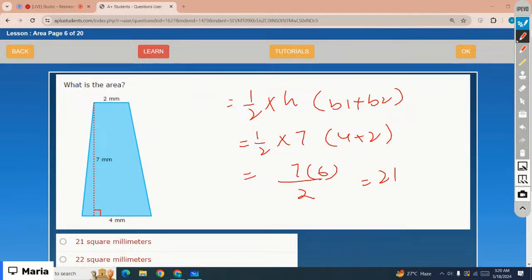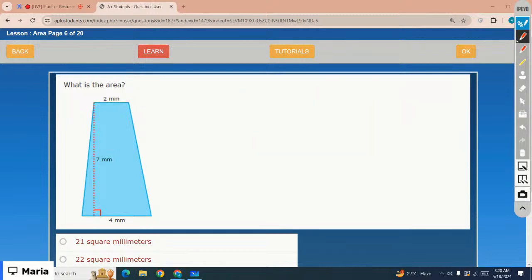That is the trapezoid, right? The formula you have to use to calculate the area of the trapezoid: the trapezoid has two bases, base 1 and base 2. You need to add the bases, half times height, and you need to add the bases. So 21 square millimeter it is. Got it? The correct option is 21.